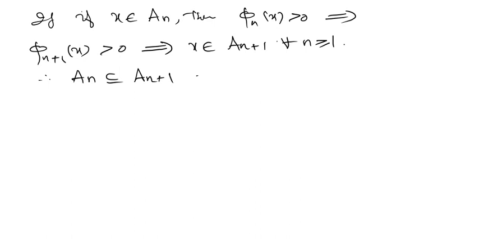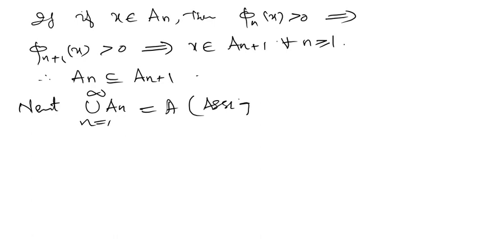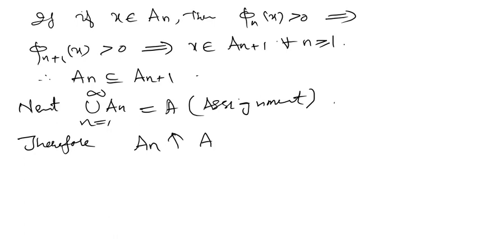Now this union. What's the union? The union of An, n runs from 1 to infinity, is equal to A. So this is an assignment for you. Please check this union is equal to A. So therefore, by our notation, An increases to A.